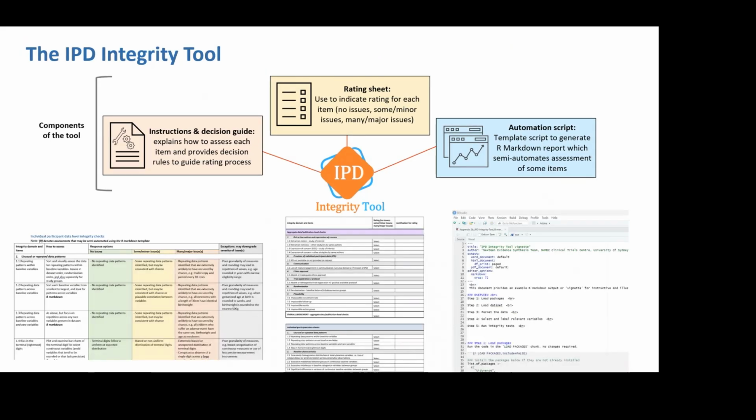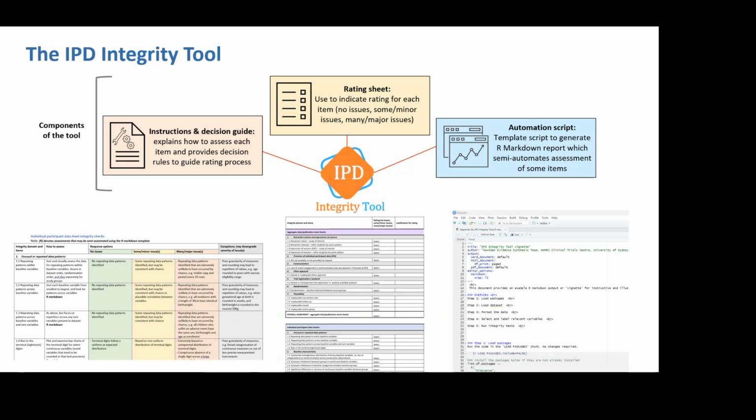And these are the different parts, the components of the tool. So we have the instructions and decision guides down here. We have a rating sheet, and we have an automation script. So you have to set this up once, and then it can run on each of your trials that you include in the IPD quite automatically. So it's actually quite quick to run.